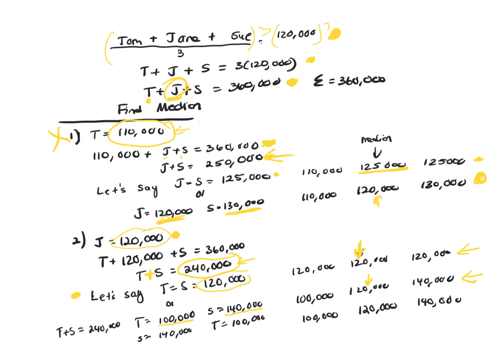Now let me see. Oh, I did the very same thing again. Let's let Tom be 140 and Sue be 100, but you're still going to get the same results. The median will be 120,000. So clue 2 works with all my categories or all my different strategies, and the answer would be B.